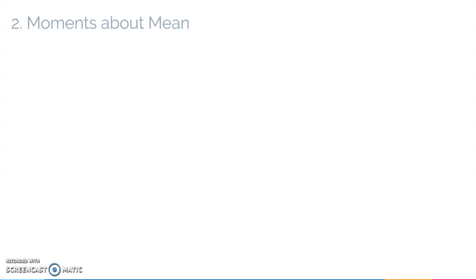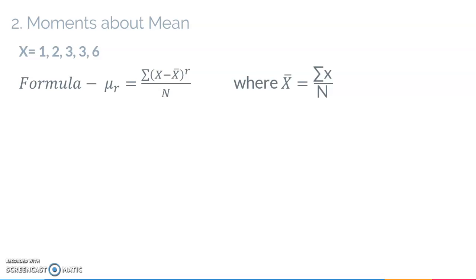Now second is moments about mean. So the formula, first is the data we have written: 1, 2, 3, 3, 6. Formula mu r equals summation, as we are interested in moments about mean, we have subtracted x bar. So summation of (x minus x bar) raised to r divided by n, where x bar is nothing but the mean of the data. The formula is summation x divided by n.